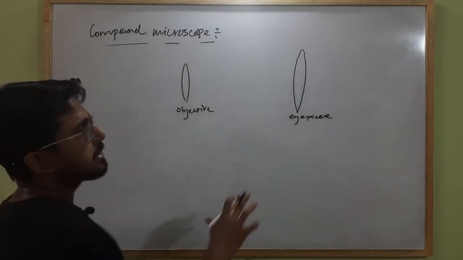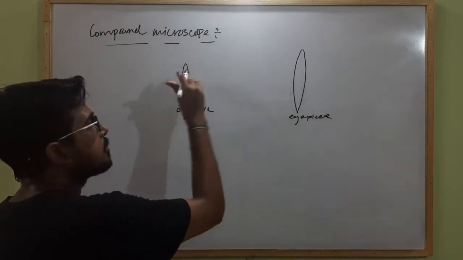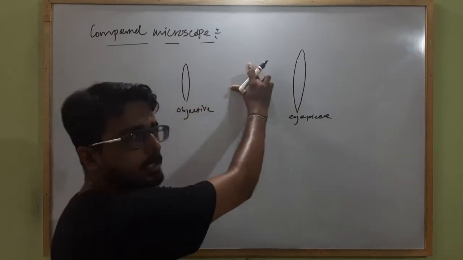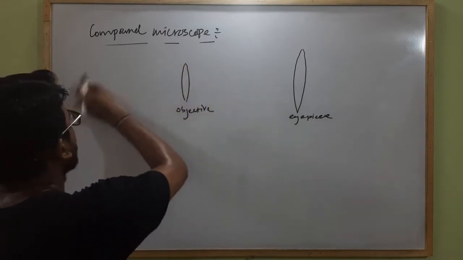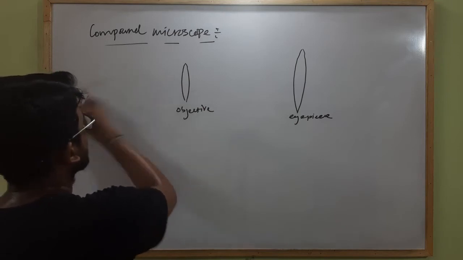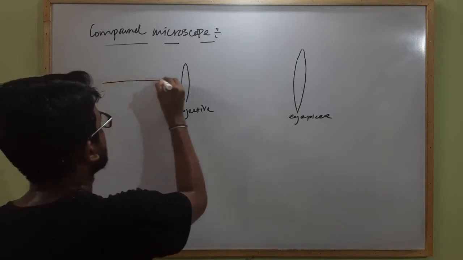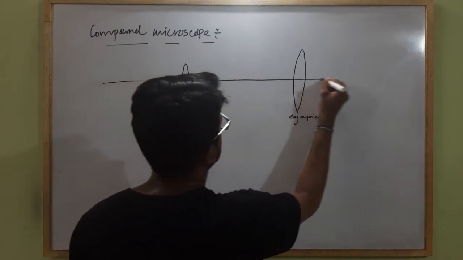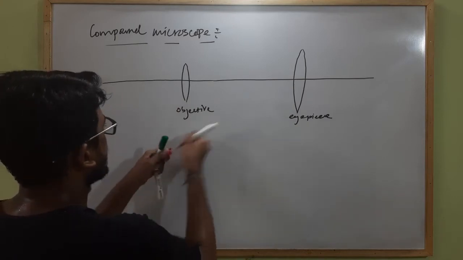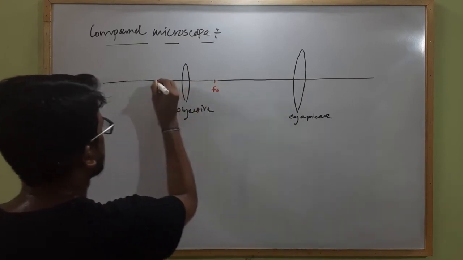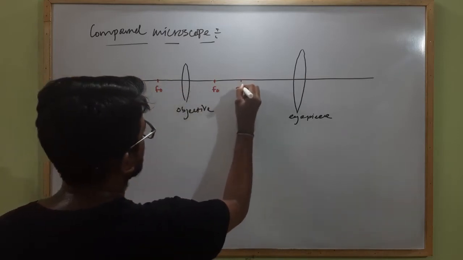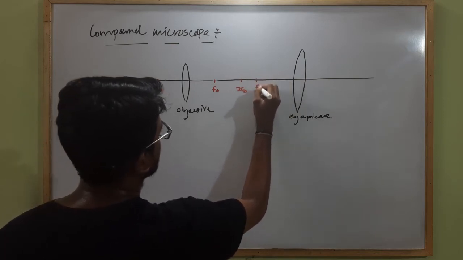Both these lenses are arranged in a pipe, and the distance between these two lenses can be changed using an arrangement of screws. Clear? So for this I am drawing a simple ray diagram for a compound microscope. Let these two lenses be placed on the same principal axis. Let this be f naught, the focal length of the objective. This is 2f0, this is also 2f0, and here the eyepiece has a larger focal length. Let this be fe.